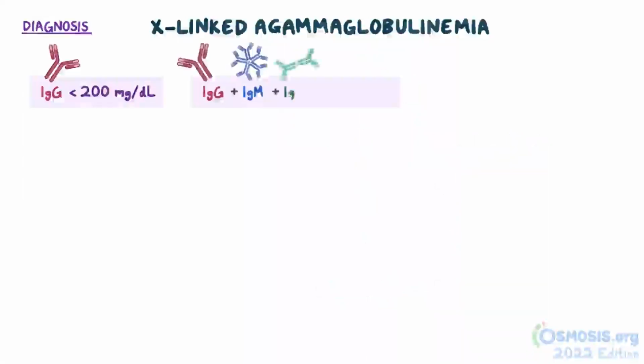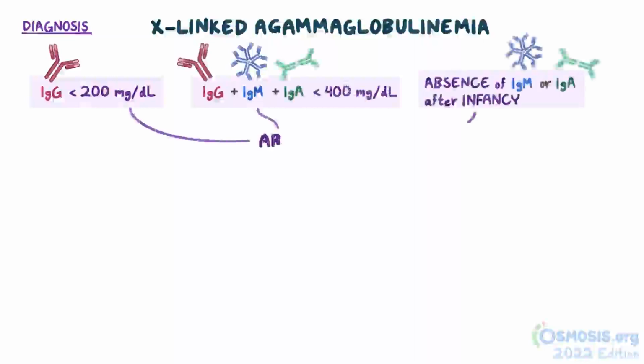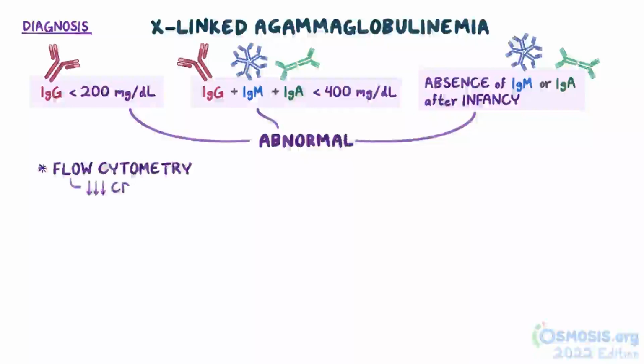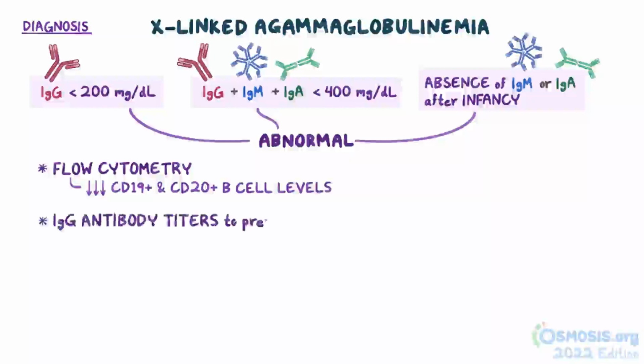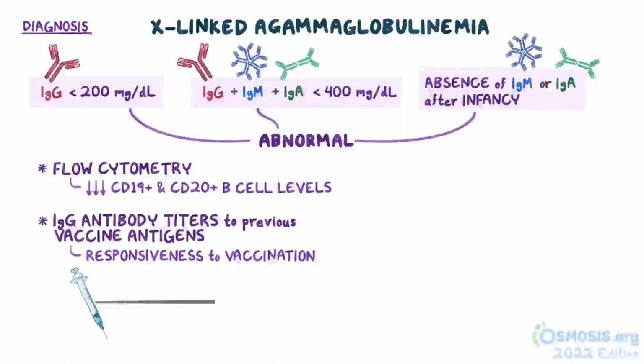In general, an IgG level lower than 200 mg per deciliter, a total immunoglobulin level of IgG plus IgM plus IgA lower than 400 mg per deciliter, or the complete absence of IgM or IgA after infancy are considered abnormal. Confirmation is done with flow cytometry showing markedly reduced CD19 positive and CD20 positive B cell levels. Additionally, we can measure IgG antibody titers to previously administered vaccine antigens to determine responsiveness to vaccination. These should be ideally checked 4 weeks after vaccination.